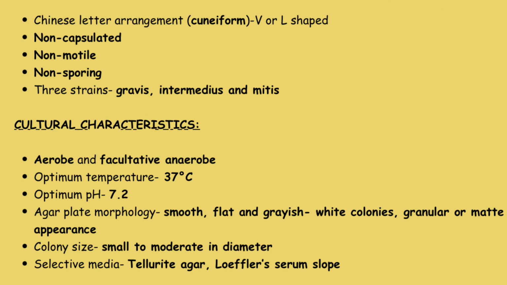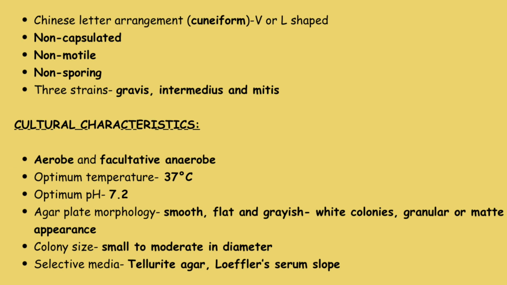Cultural characteristics. Corynebacterium diphtheriae is an aerobe and facultative anaerobe, which means it can grow in the presence and absence of oxygen. Optimum temperature for growth is 37 degrees Celsius and optimum pH is 7.2. On solid agar media, they form smooth, flat and greyish-white colonies. The colonies often have a granular or matte appearance. The size of the colonies can vary, but they typically appear small to moderate in diameter.